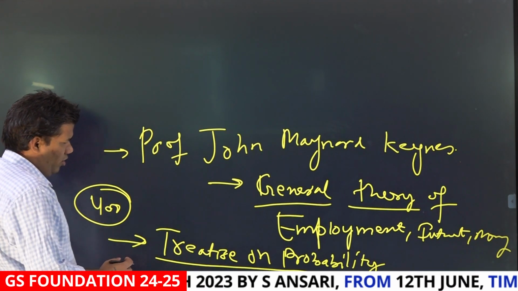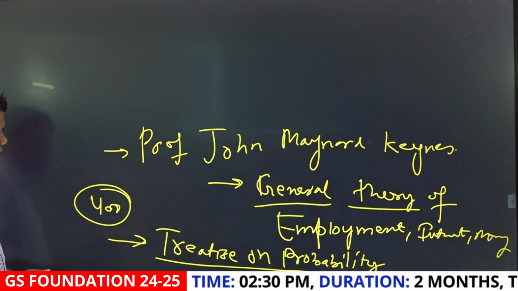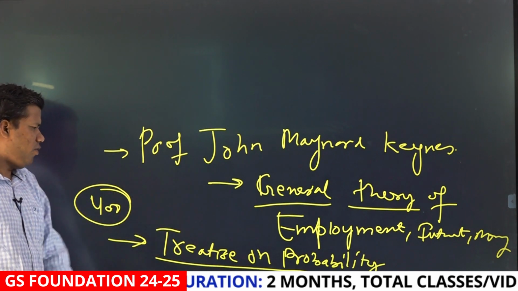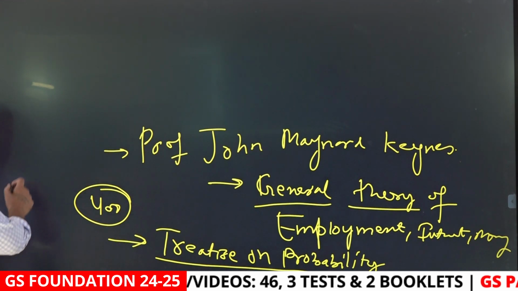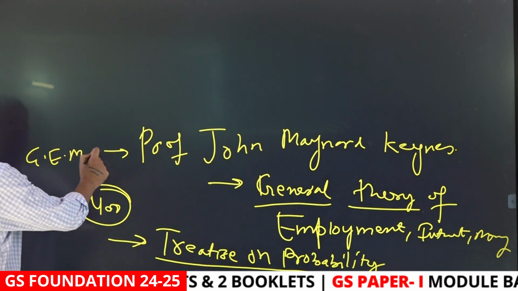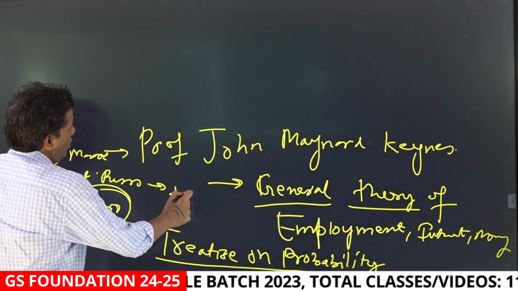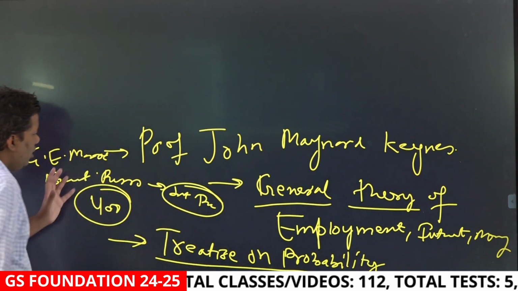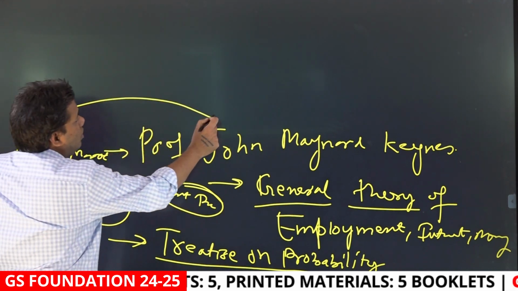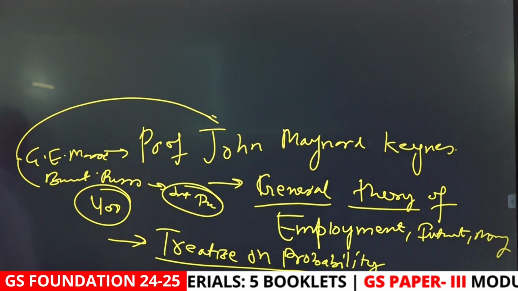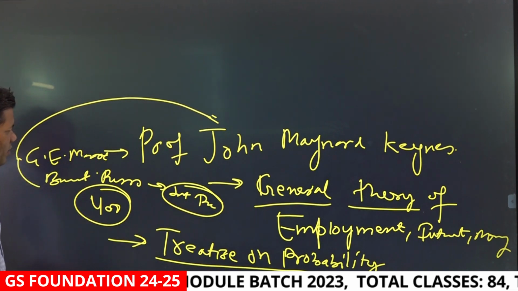I cannot discuss Treatise on Probability at present, but I would suggest you try to read a few chapters from this book. Then you will understand how the works of, let's say, G.E. Moore and Bertrand Russell, he was mainly a set theorist, influenced Keynes. You have to understand the influence of these two professors on Keynes, and it will take many years to understand. But try to read a few chapters from here.